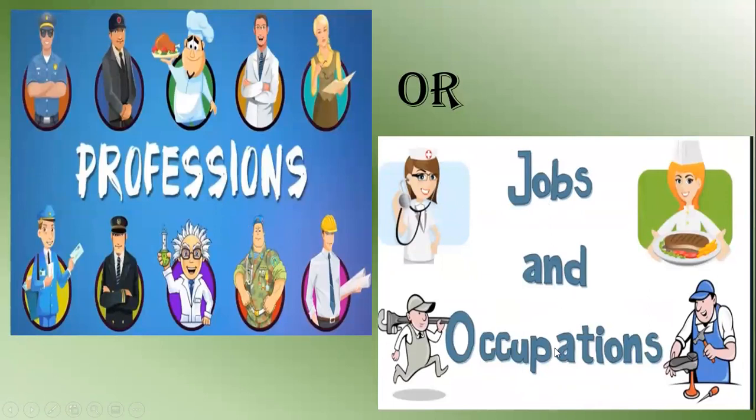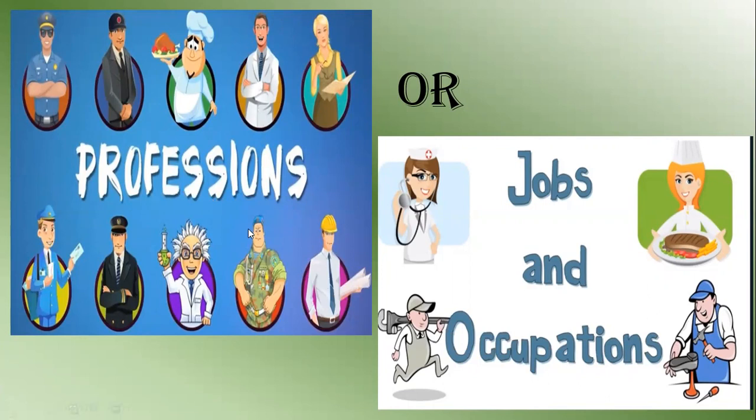Professions or jobs and occupations, you can understand easily that both are of the same kind, because they are a kind of work, or you can say a kind of action or work for which you are paid. It means if you do some work and you get money, these are professions and occupations. But there is a little difference between profession and occupation. Both words mean work to earn money.